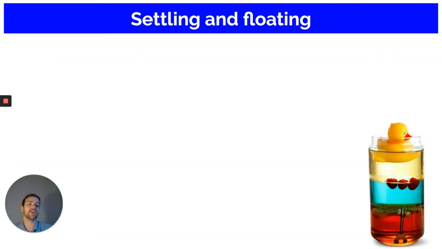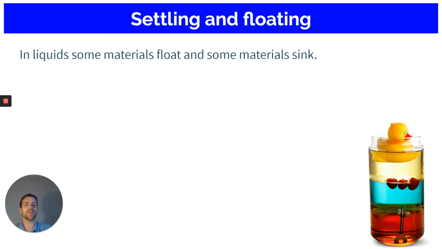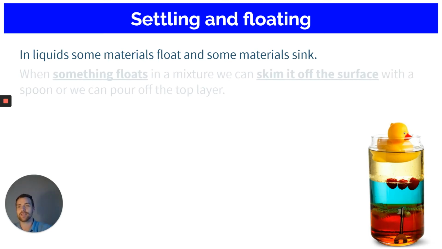Settling and floating is our next example of a process, okay? In liquids, some materials float and some materials sink. That you should know by now. Some things float in water, some do not. Settling and floating uses that fact. It uses the fact that some things float and some things sink.